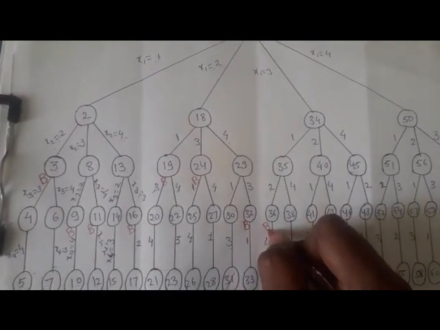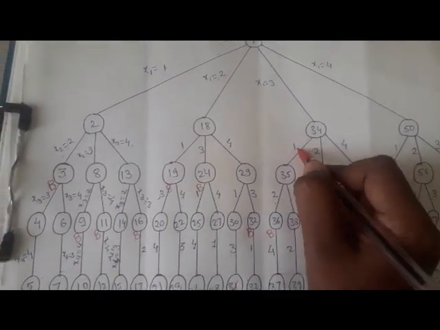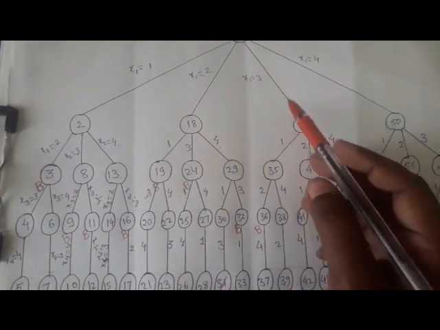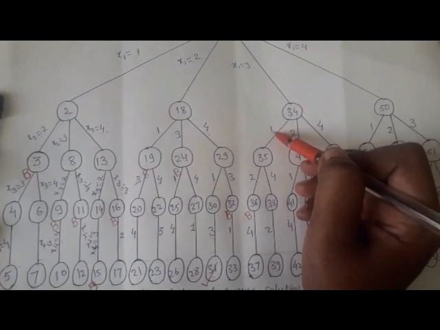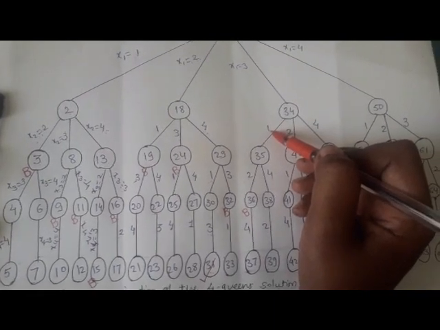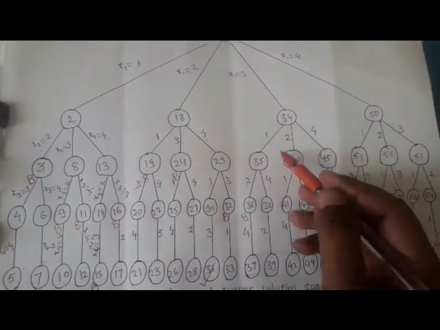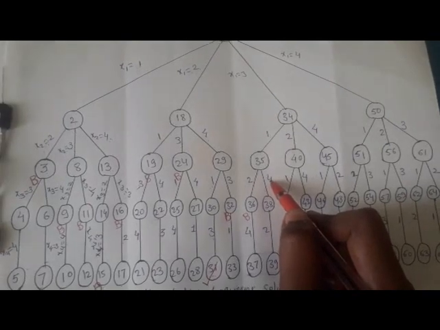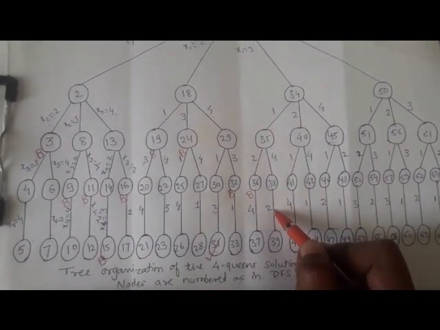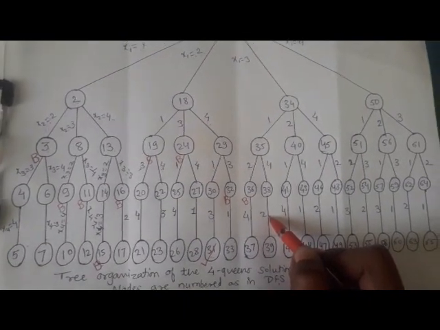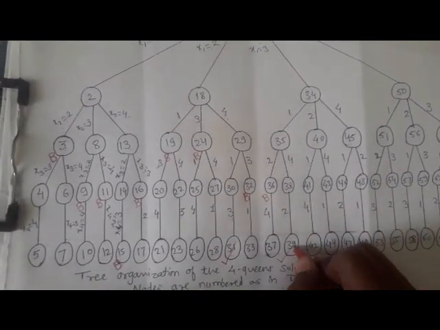Then the first queen is present in the third column, the second queen is present in the first column, the third queen is present in the fourth column, and the fourth queen is present in the second column. Then there will be no problem. This can be our another solution.